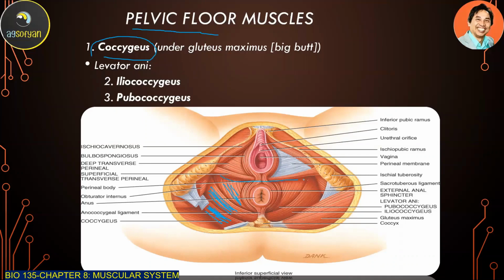Okay, so these are the muscles that make this floor in the pelvic area. Right, so coccygeus, iliococcygeus, and pubococcygeus. Okay, I'm gonna give the numbers over here. This is number 1, coccygeus, number 2, iliococcygeus, and number 3, pubococcygeus muscle.